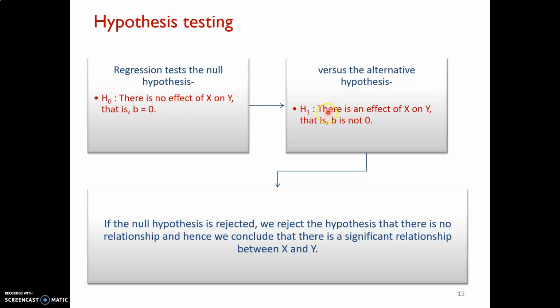Next, the alternative hypothesis H1. That is, there is an effect of x on y. That is, b is not 0, whether b is positive or negative. If the null hypothesis is rejected, we reject the hypothesis that there is no relationship between x and y, and hence we can conclude that there is a significant relationship between x and y. These are the things involved in regression and linear regression.